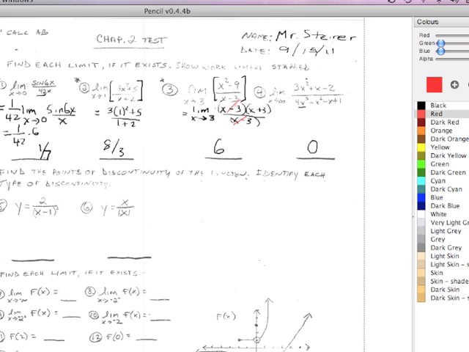Next one, number 5, find the points of discontinuity of the function and identify each type of discontinuity. This first one, we immediately look at the denominator and say, oh, we can't divide by 0, so x cannot equal 1. And so at x equals 1, what happens?